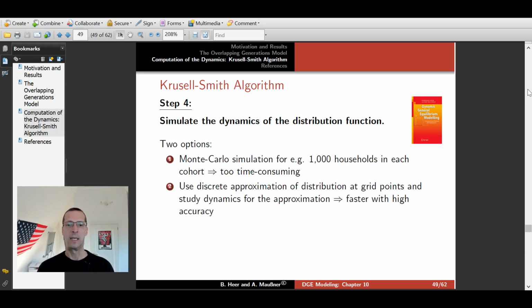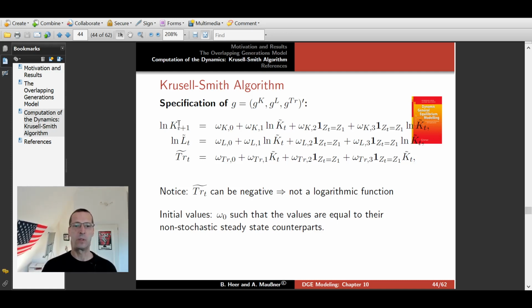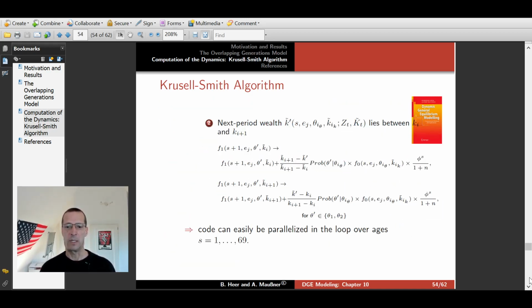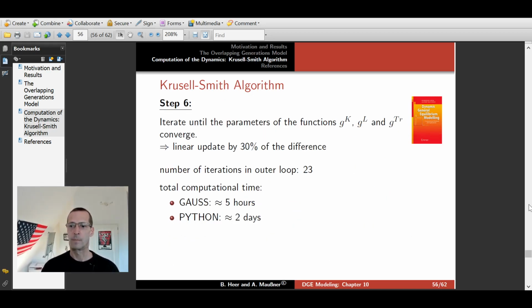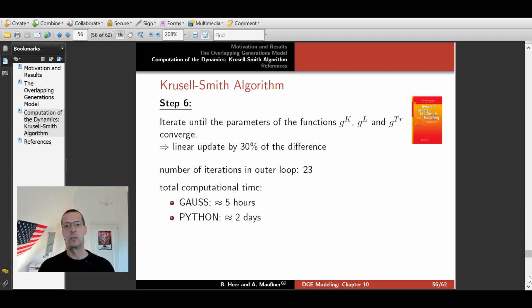So our regression here in step 2. We have just simulated these time series for capital stock, labor, and transfers, and now we use ordinary least squares to estimate these coefficients omega. That's very fast, and we get a very high R squared equal to 1. Once we have computed it, we update our coefficients. We use a 30% update for these coefficients omega, and we iterate until the absolute difference between the omegas in two iterations is less than 0.001, and then we stop.